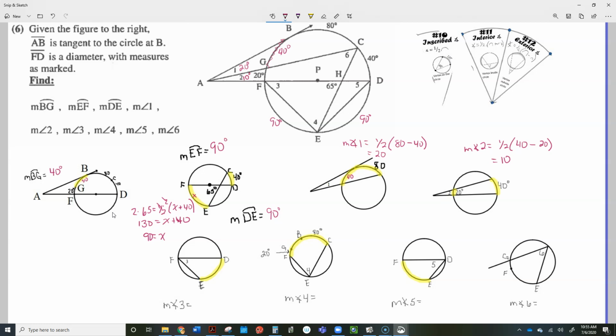All right, measure of angle 3. This is an inscribed angle right here, so it's half the arc. We found the arc was 90, so it looks like the measure of angle 3 is 45.